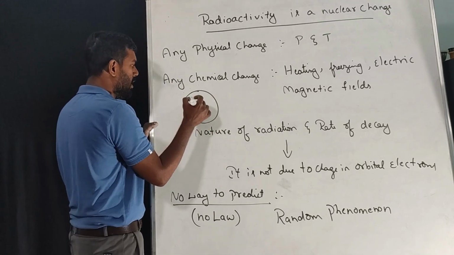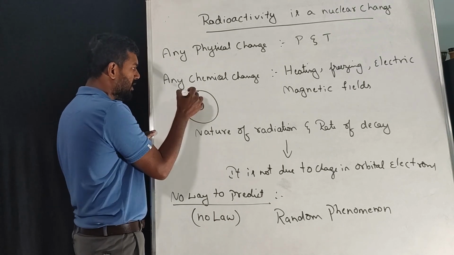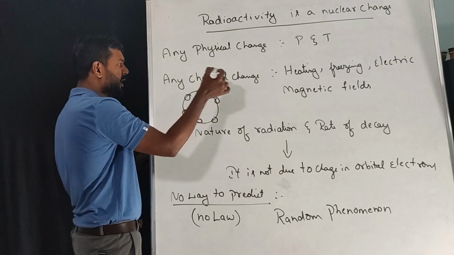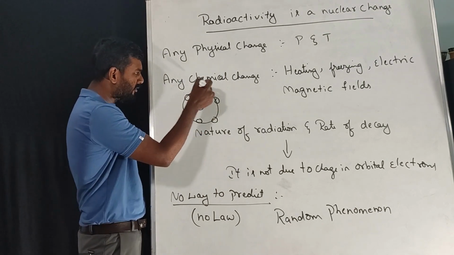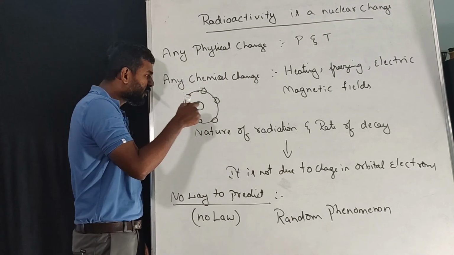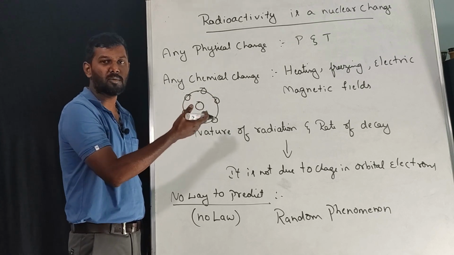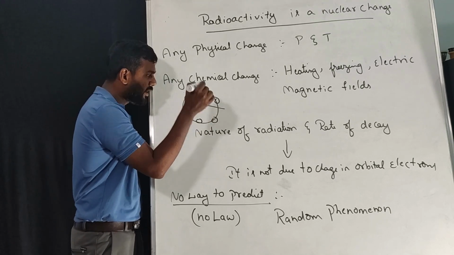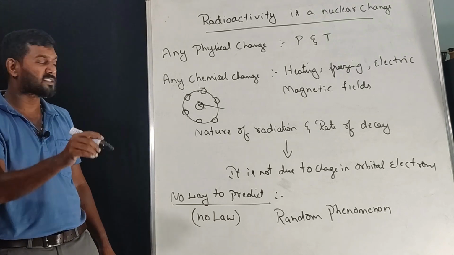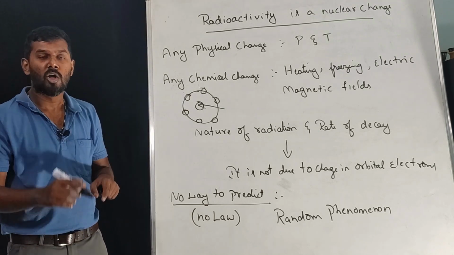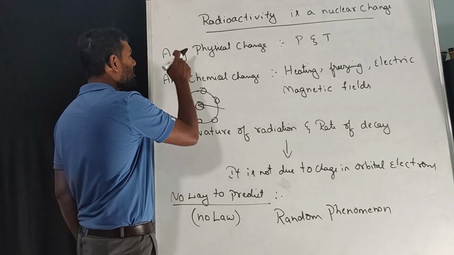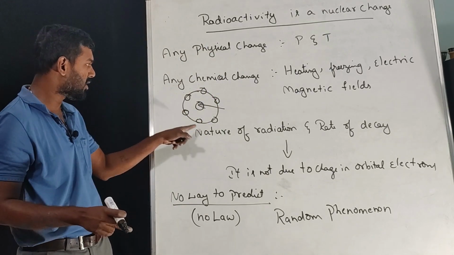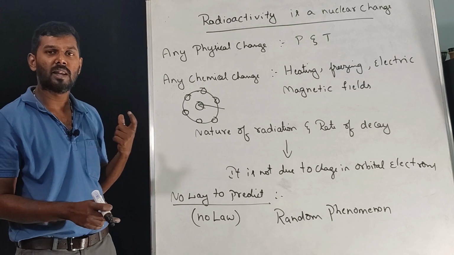See, this is the nucleus, correct? So these are the electrons. These physical or chemical changes will only affect or change the number of electrons, that is nothing but the orbital electrons, and they will not go inside, they will not do any change inside the nucleus. No change inside the nucleus because of physical and chemical change. They only change the orbital electrons.